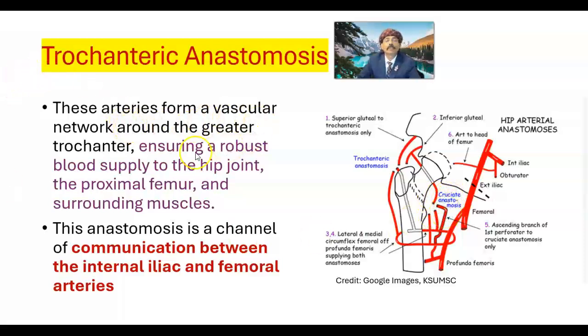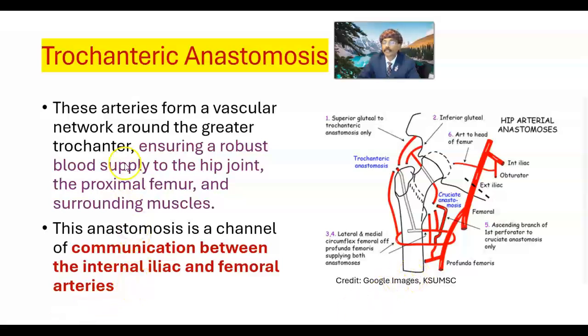So these arteries form a vascular network around the greater trochanter, ensuring a robust blood supply to the hip joint, the proximal femur, and surrounding muscles. This anastomosis is a channel of communication between the internal iliac and femoral arteries. Internal iliac branches are the superior gluteal artery and inferior gluteal artery. Femoral artery branches are the lateral and medial circumflex femoral arteries, branches of the profunda femoris artery or deep artery of the thigh.